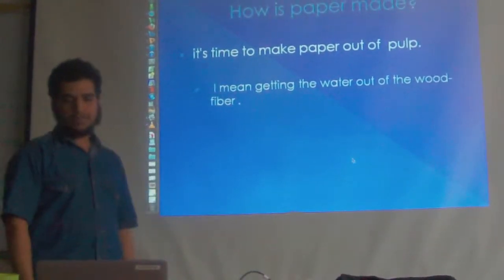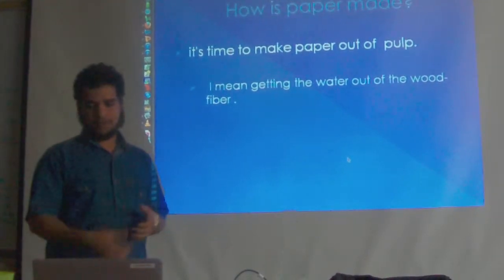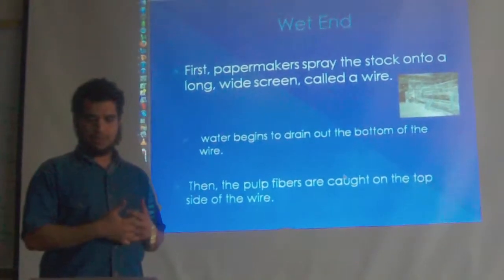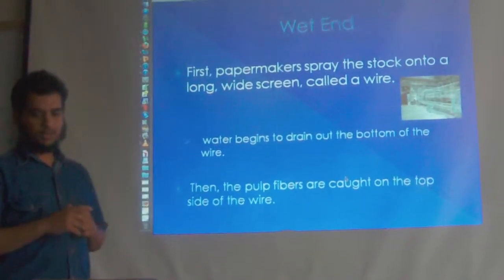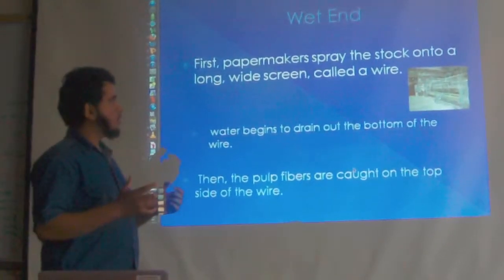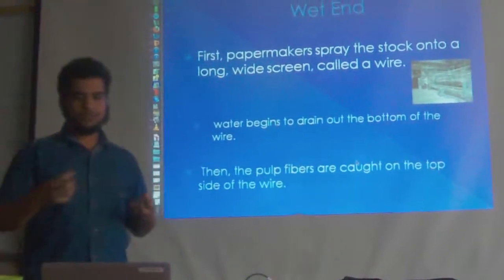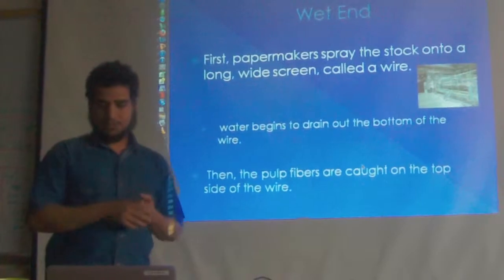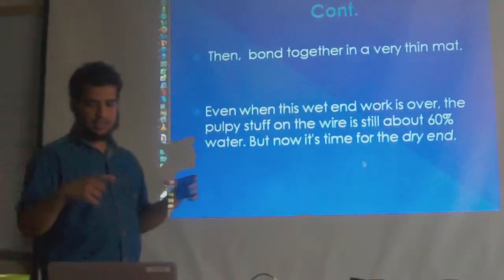At this time, we have to make paper out of pulp, I mean, getting the water out of the wood fiber. What is the step to get water out of pulp? First, paper makers spread the stock onto a long screen called a wire, on this machine. What is the work of this machine? It isolates water from the pulp, and water begins to drain out the bottom of the wire. Then the pulp fibers are caught on the top side of the wire and bound together in a very thin mat.